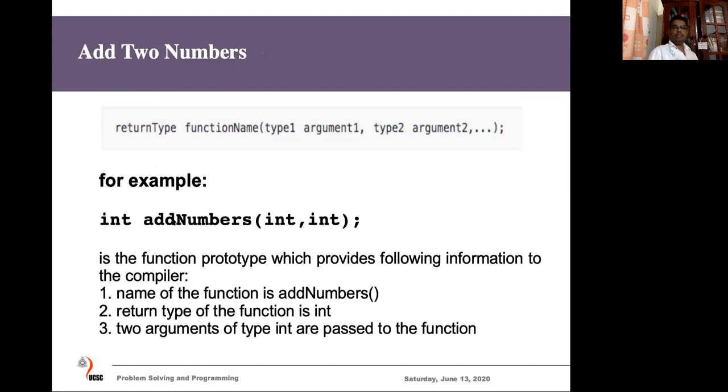For example, let's say I want to write a user-defined function called add number, which takes two integers and returns the addition of these two. Then my function declaration, similar to this, has int as the output return type. This is the name of the function, and within the bracket we have two integer inputs. So that's how we declare a function.